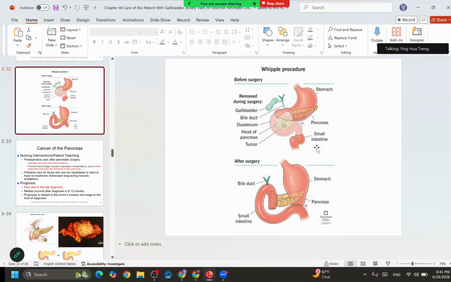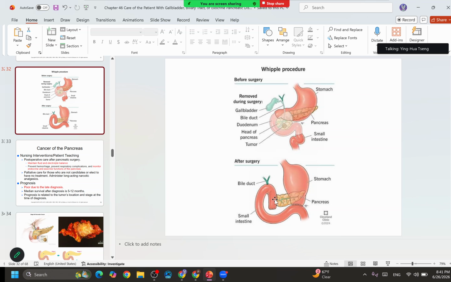Okay, so when you get sick and you get cut by the doctor like this, and then your pancreas becomes like this, stomach becomes like this. So you can see. So where is the cancer? Cancer usually is in the head of your pancreas. So that's why we cut it. We cut it and then we attach the rest of the pancreas to your small intestine. Okay, to your small intestine.